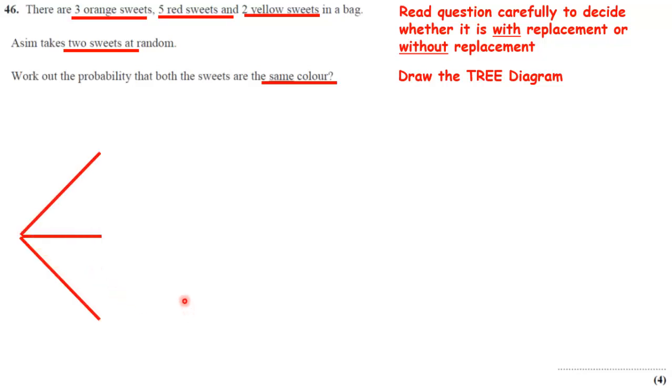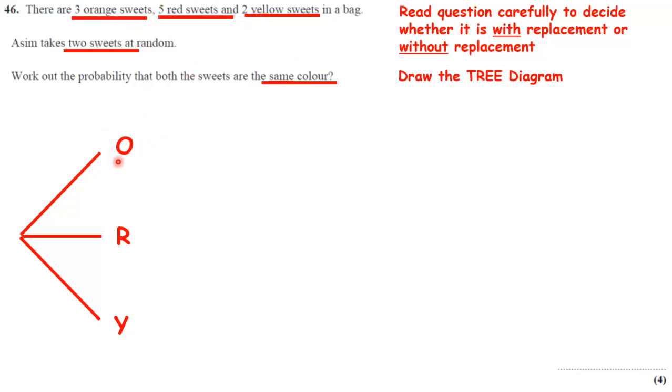So I have my 3 options: orange, red, and yellow. So there are 3 different sweets, 3 different results that he can get when he picks a sweet from the bag. There are 3 orange, 5 red, and 2 yellow. So if I add that together, that's 8 and 2 is 10. There are 10 sweets altogether.